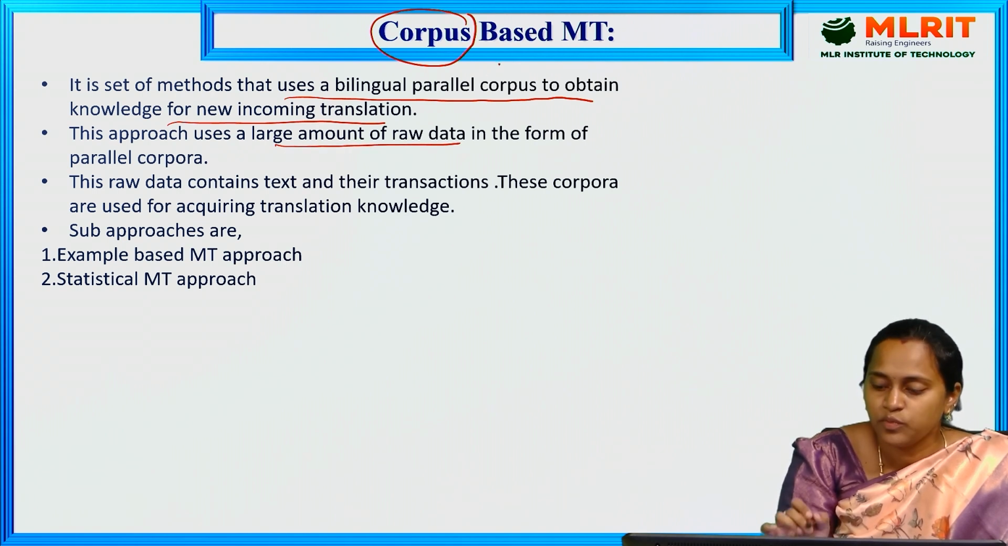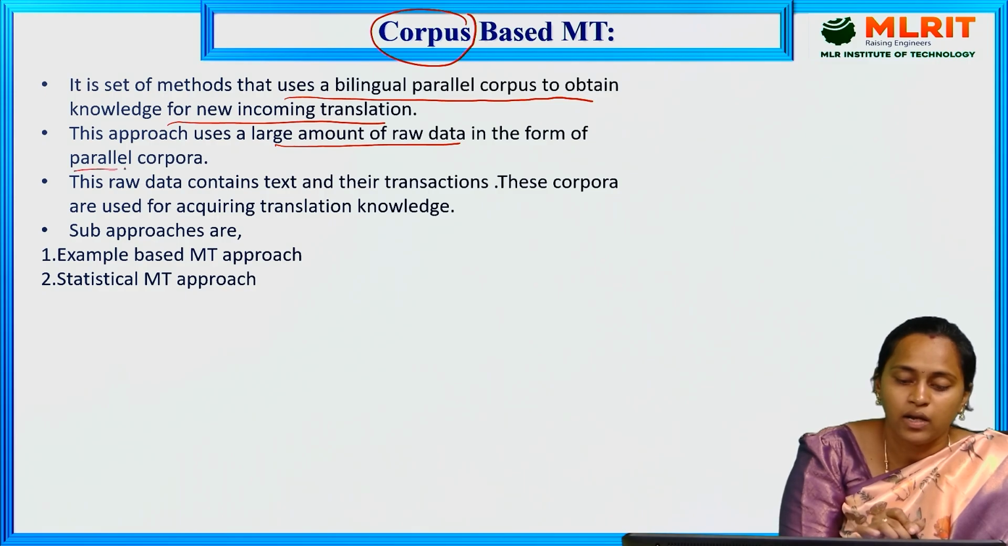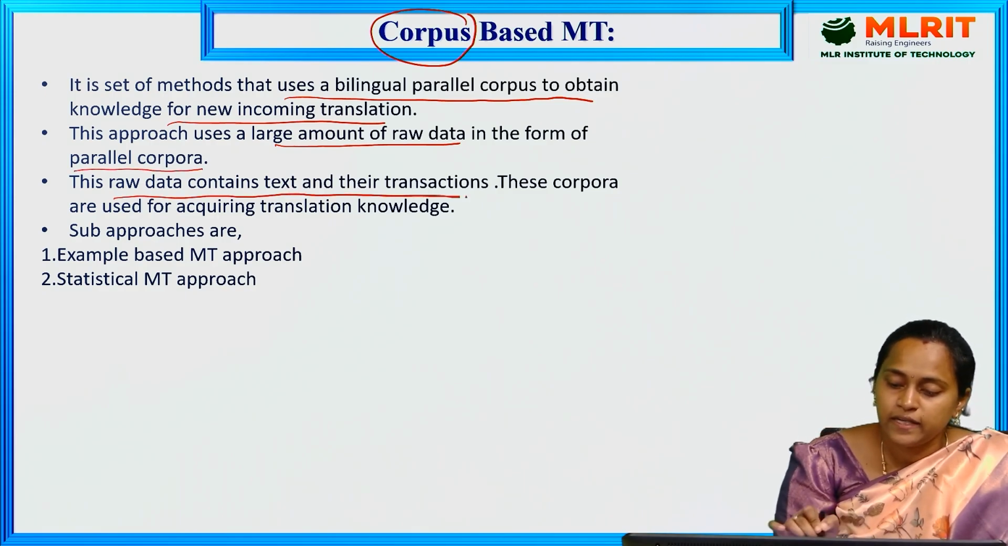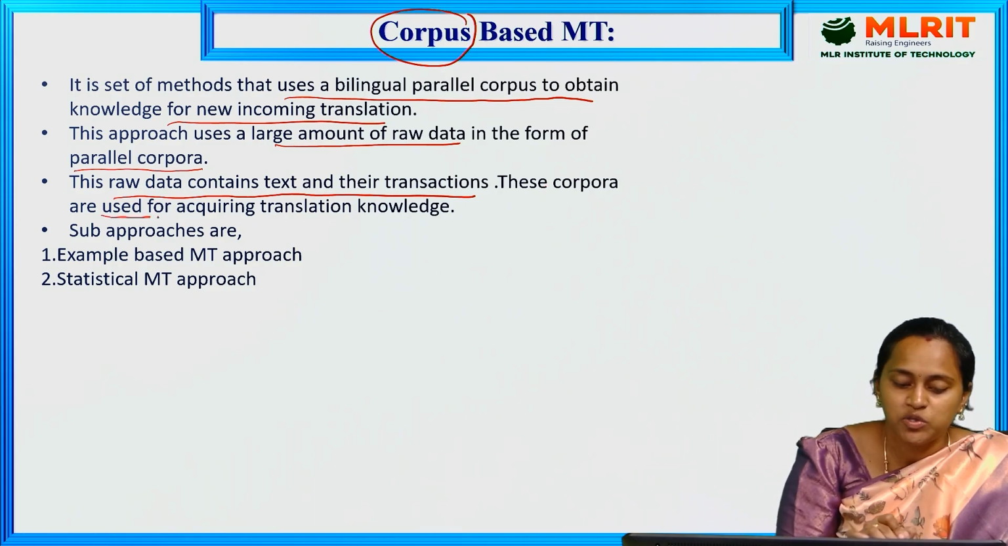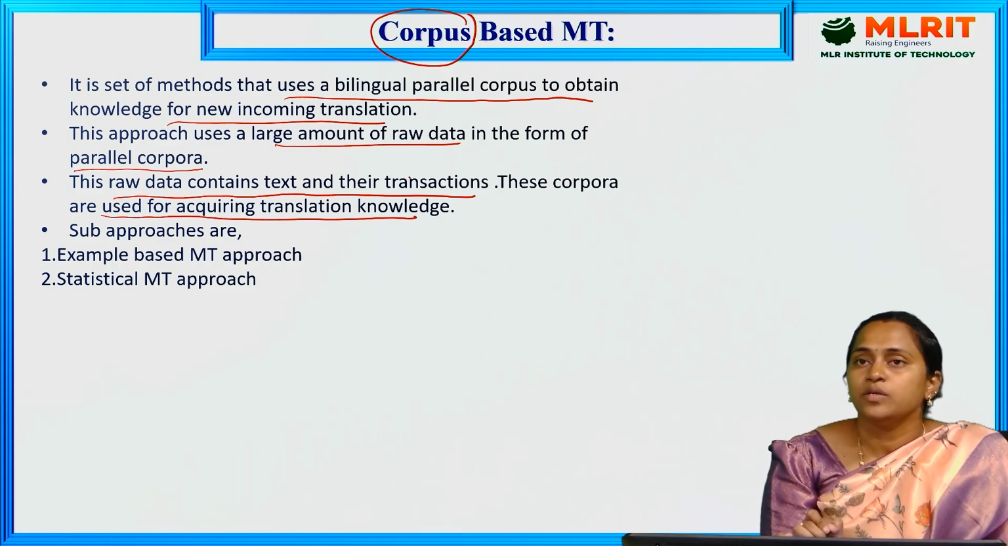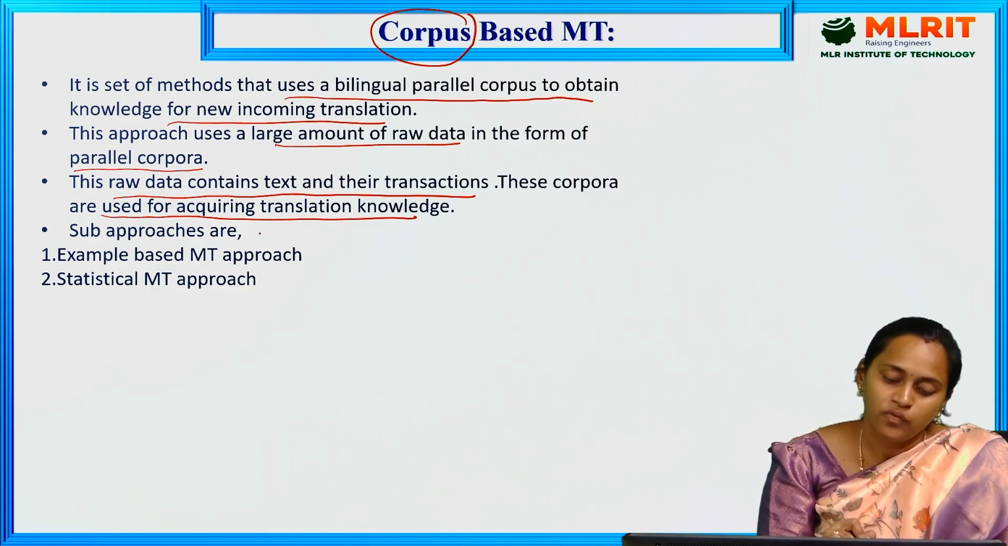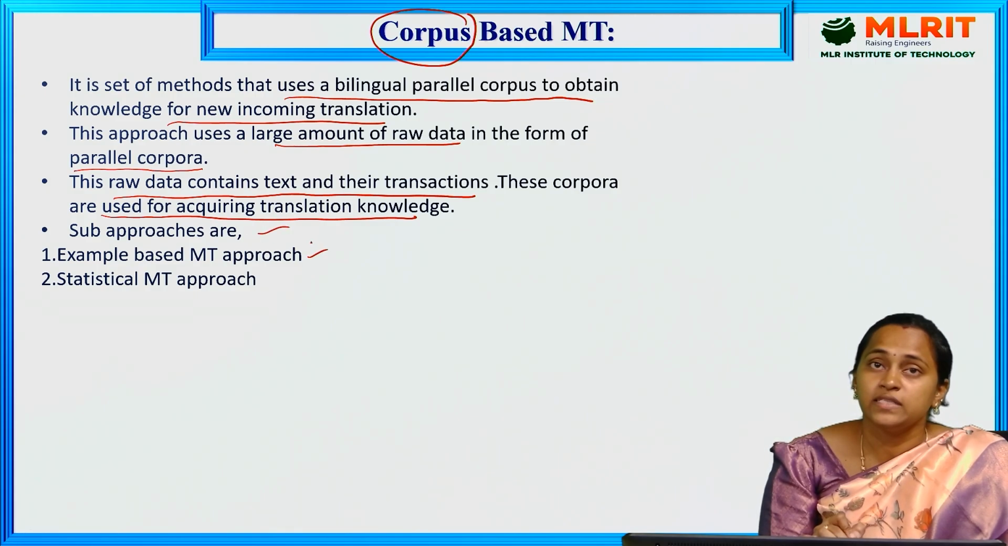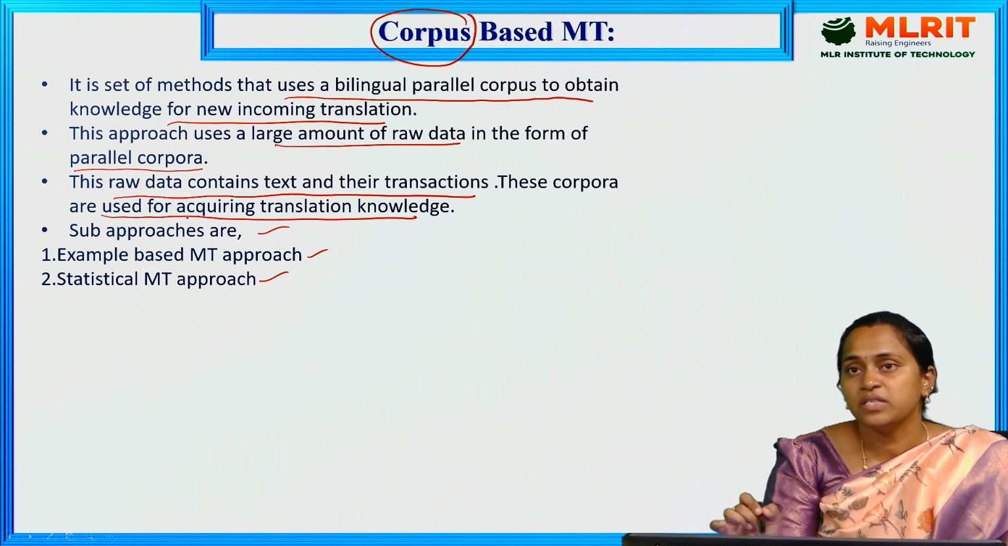It contains a large amount of data in the form of parallel corpora, right? This raw data contains text and their translation. These corpora are used for acquiring translation knowledge, to transfer the knowledge. In this, there are two types of machine translation approaches: the example-based machine translation approach and the statistical machine translation approach. These two come under corpus-based machine translation, right?